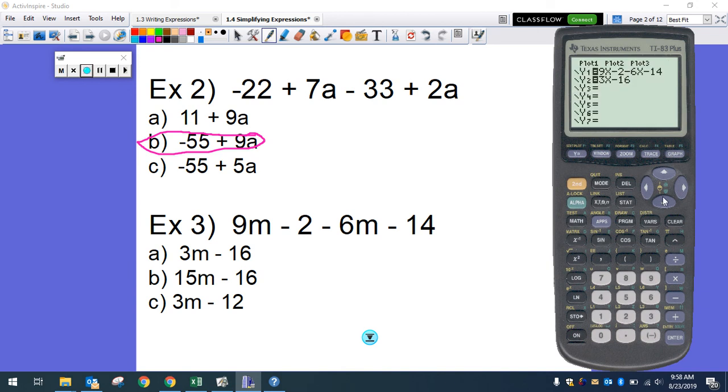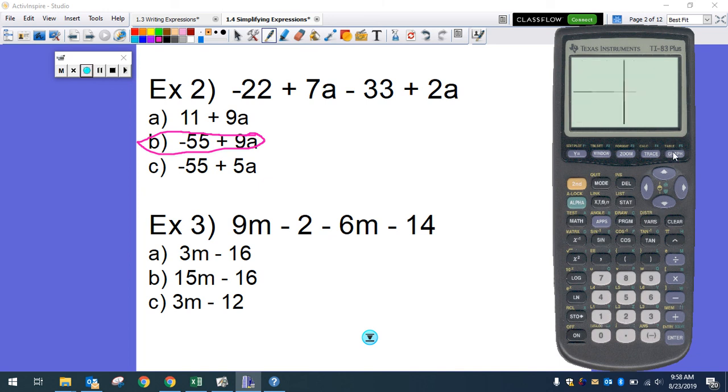I'm going to go through and just show you real quick why the other ones are wrong. B says 15x minus 16. Let's graph that one. So that's my answer. And that's the 15m minus 16, so that was wrong. And then the 3x minus 12.